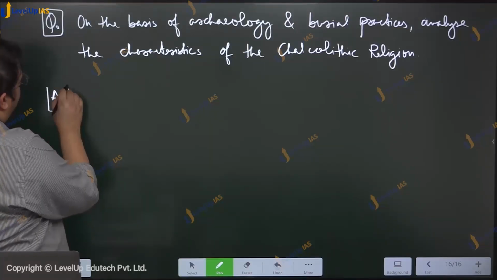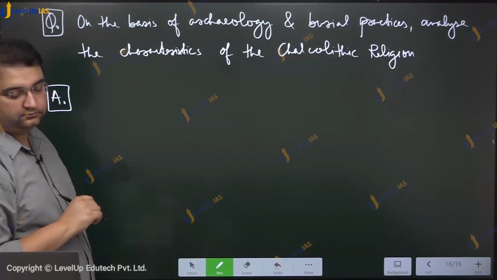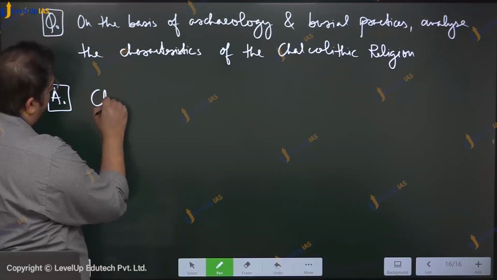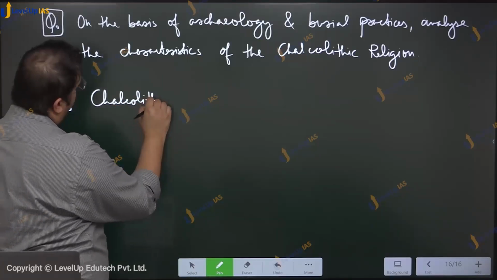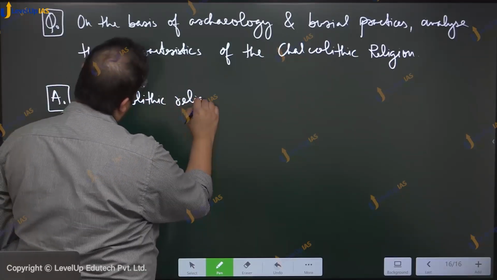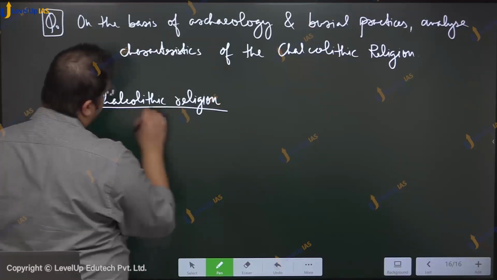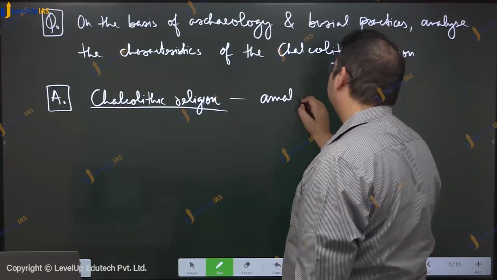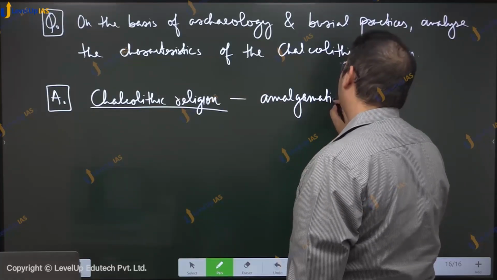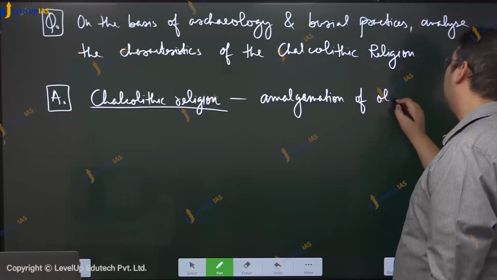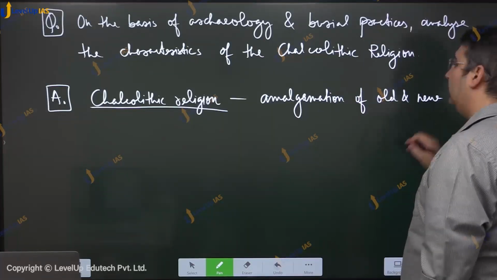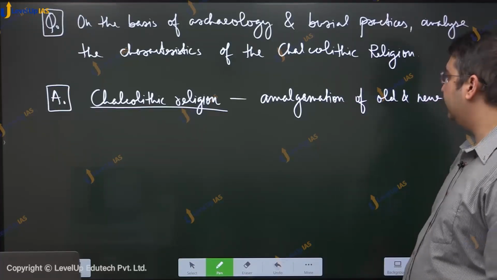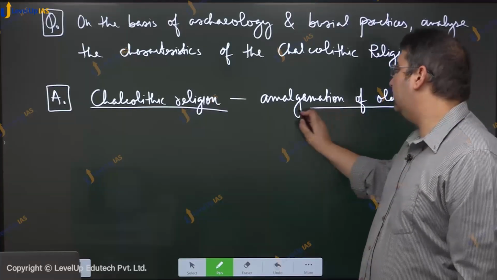How are we going to begin this answer? The Chalcolithic religion represented an amalgamation of old and new practices and beliefs.